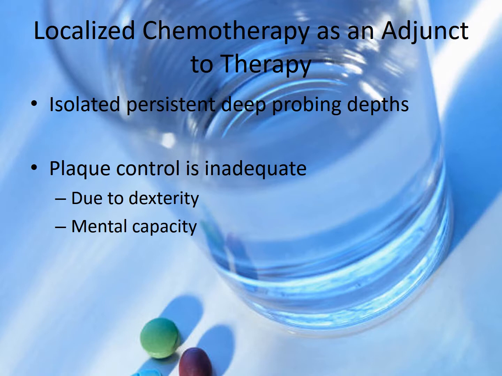When we look at utilizing localized chemotherapy as an adjunct to periodontal therapy, the indication would be isolated, persistent, deep probing depths. So again, be mindful of isolated. You can't have generalized, persistent, deep probing depths and then use a localized chemotherapeutic. You would just use a systemic chemotherapeutic. Also, when plaque control is inadequate, and it might be due to dexterity or it could be due to mental capacity, you may incorporate this again in cases where the persistent deep probing depths are isolated. That means roughly 1 to 2 sites in a quadrant.